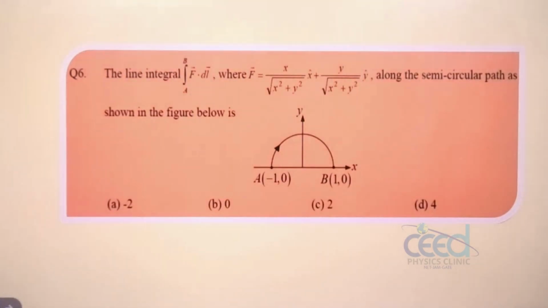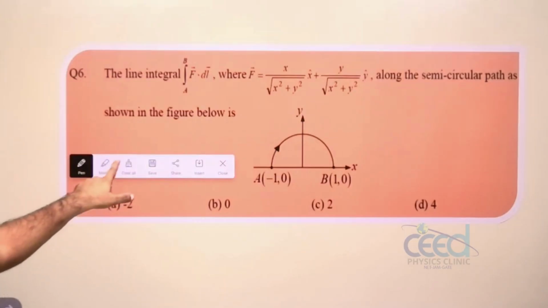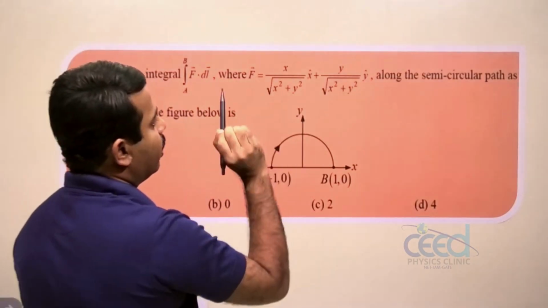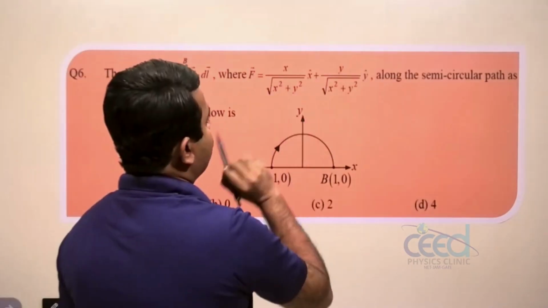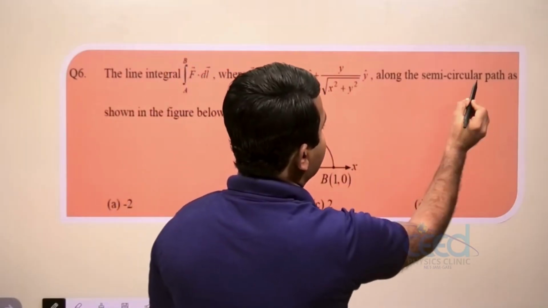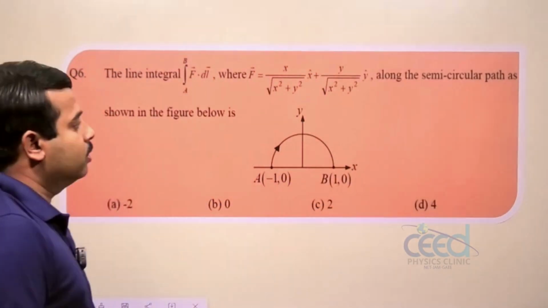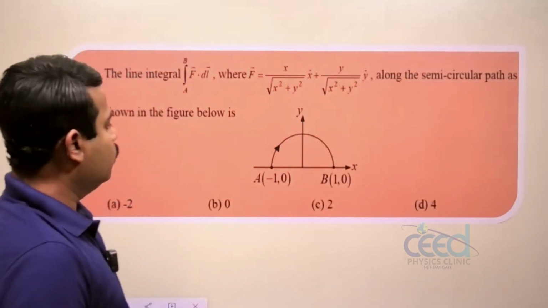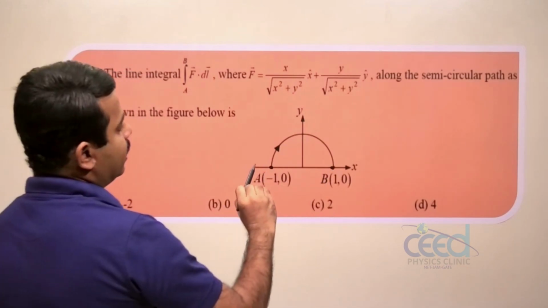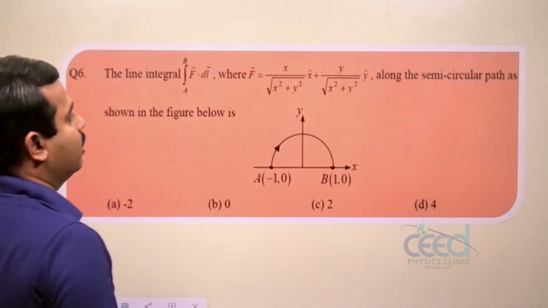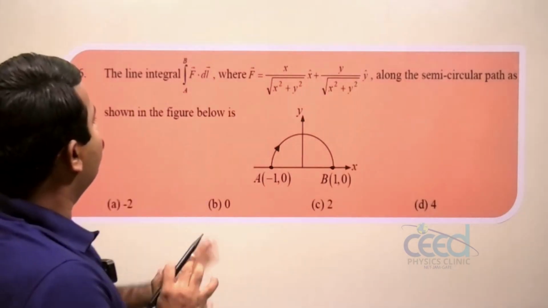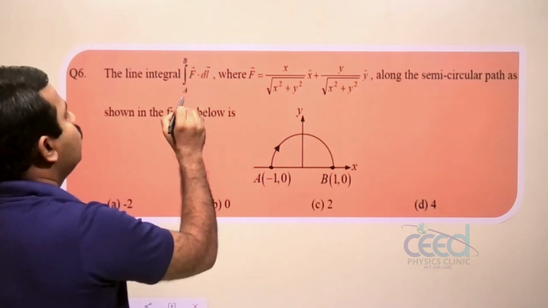The line integral, alright. The line integral from a to b of F dot dl, where F is given as x by root x square plus y square x cap, y by root x square plus y square y cap, along the semicircular path as shown in the figure below. So this point is minus 1, 0, this point is 1, 0, and a semicircle in the clockwise direction is given. To calculate this, what we have to do, we want to find the integral a to b F dot dl.